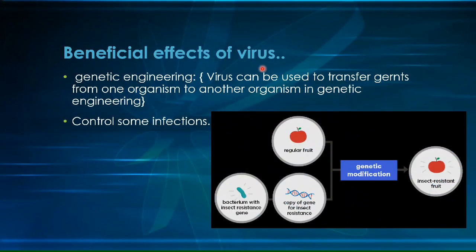There are mainly two beneficial effects of virus. First one is genetic engineering. Genetic engineering means viruses can be used to transfer genes from one organism to another organism. The main example is human insulin being transferred into E. coli. The second is controlling some infections. Viruses are used to control some bacterial infections. You can see that after genetic modification, an apple has turned into an insect-resistant fruit. That's the difference of genetic modification.